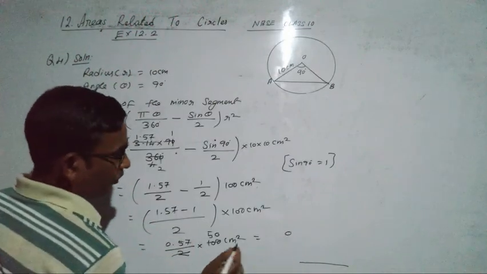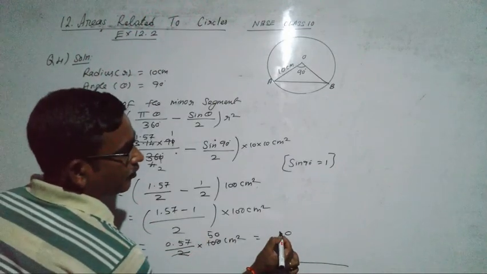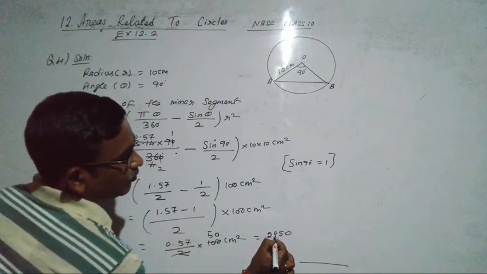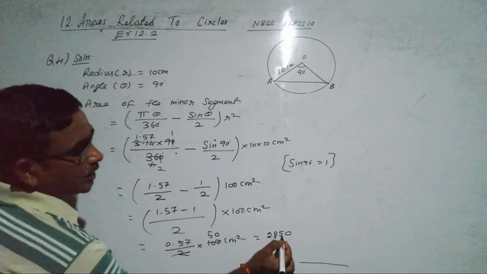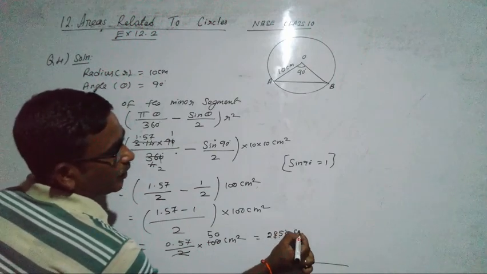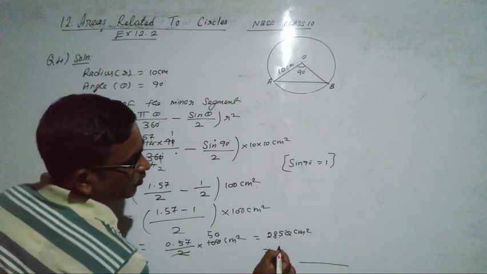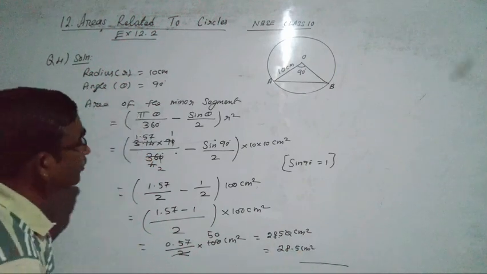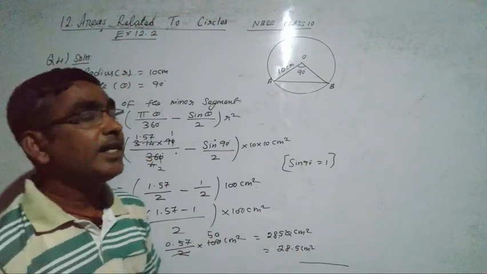So okay, 0. 5 sevens are 35. 3 in hand, 25 plus 3, 28. So here 2 places of decimal, the 0 will be cancelled. So the result becomes 28.5 centimeter square. This is the area of the minor segment.